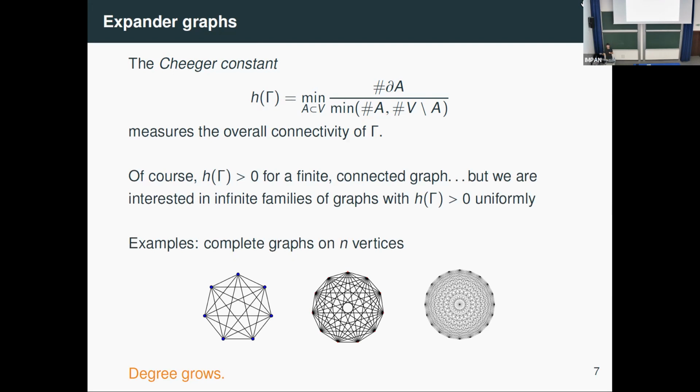Okay, so if you're looking for graphs that are highly connected, then of course complete graphs on n vertices are such examples. The problem here, of course, is that the degree grows. So what we would like to have is families of graphs with large connectivity but bounded degree.